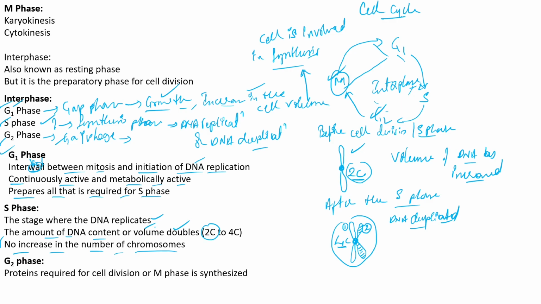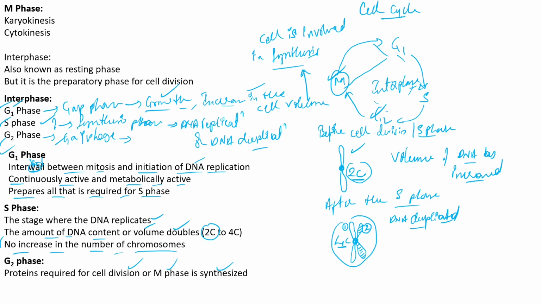The next one is the G2 phase. As I said, all the proteins that are required for the M phase or cell division are synthesized and produced. That is what you see in the case of the G2 phase. I hope whatever concepts and points we have discussed so far are quite clear to all of you.